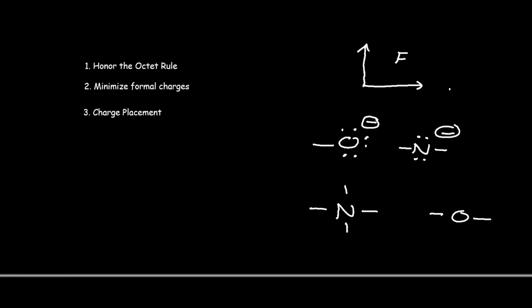So again, we'll look at oxygen and nitrogen. And let's say this oxygen has a positive formal charge, and so does this nitrogen. We want this nitrogen here to have the positive formal charge instead because it is less electronegative. Because it's less electronegative, the nitrogen is better able to accommodate for the deficiency of electrons.